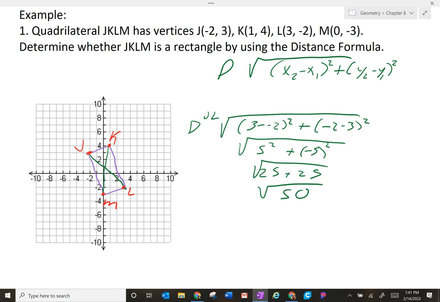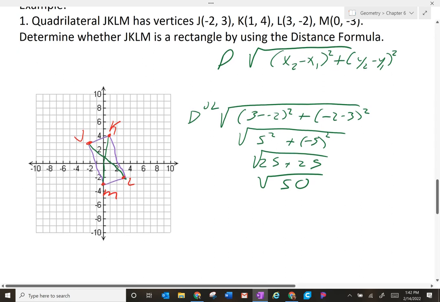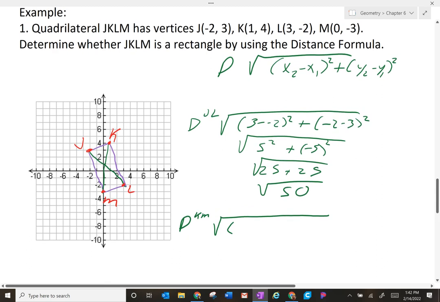So I did JL. The other distance I'm going to use is going to be KM. So I'll put the distance of KM just so that way I know which one I'm doing. So between K and M, for that one, for DM or KM, I'm going to do negative 3 minus 4 plus squared plus, sorry, those are the y's first.